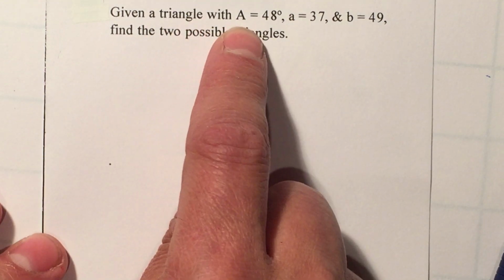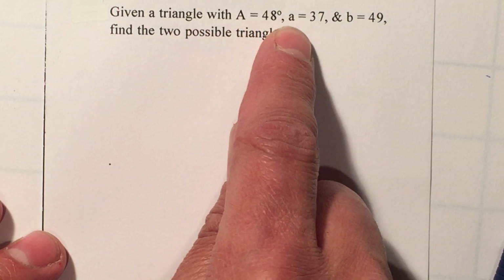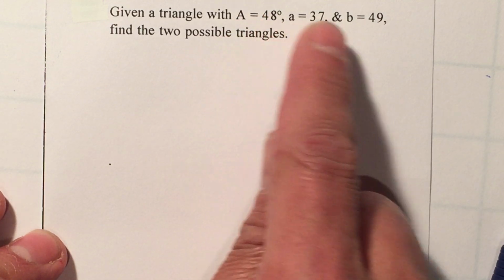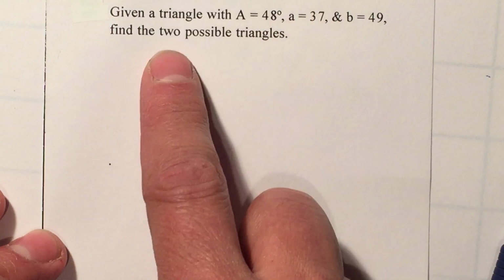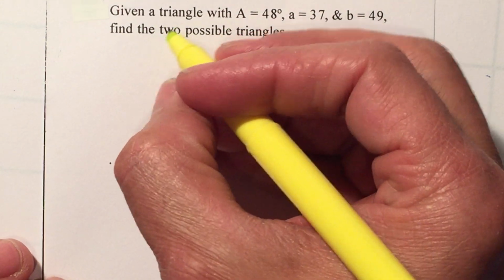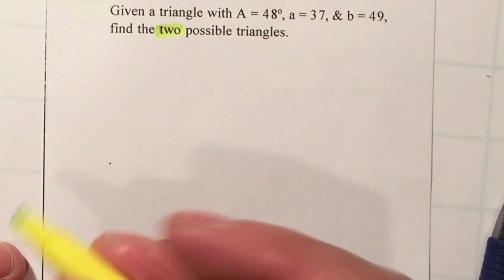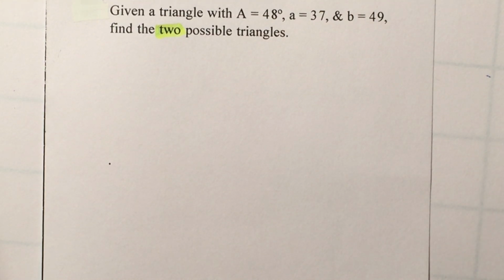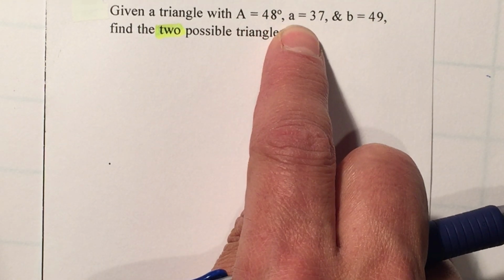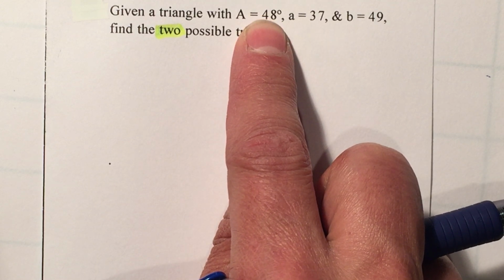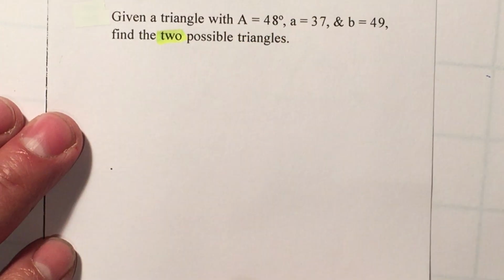Given a triangle with angle A equal to 48 degrees, side a equal to 37, and side b equal to 49, find the two possible angles. And actually they are being very generous in telling us that there are two triangles. So that should be helpful for you guys. Now, since I know the side and the angle, I can use the law of sines. So let's go and find the first triangle.